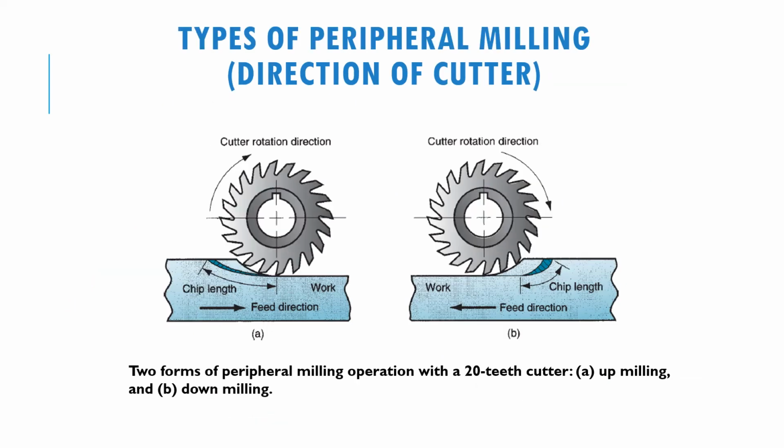For peripheral milling, there are two directions of the cutter. One is up milling and another one is down milling. So what is up milling? When up milling, it is like ploughing, and the cutting is performed when the cutting teeth are moving upward. As for down milling, the cutter is moving downward. So when the cutter is moving downward, that one is the down milling.